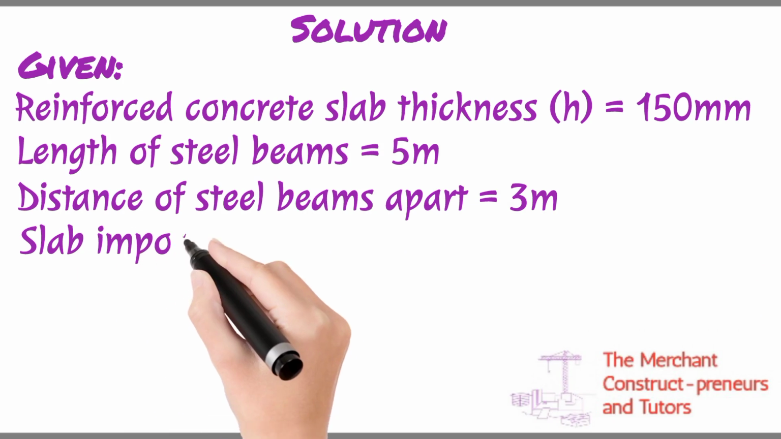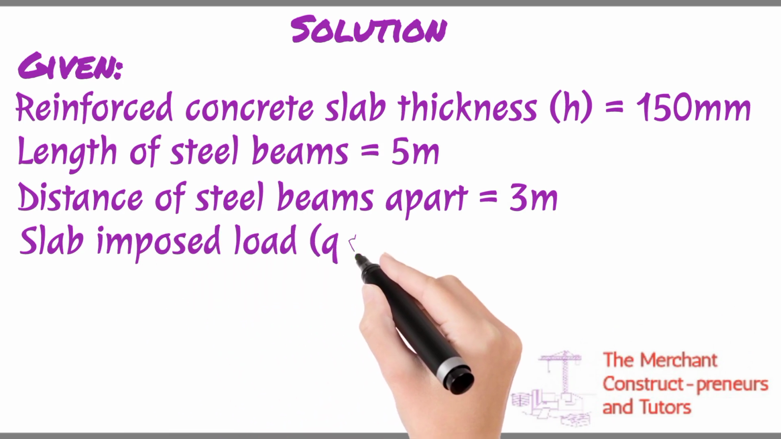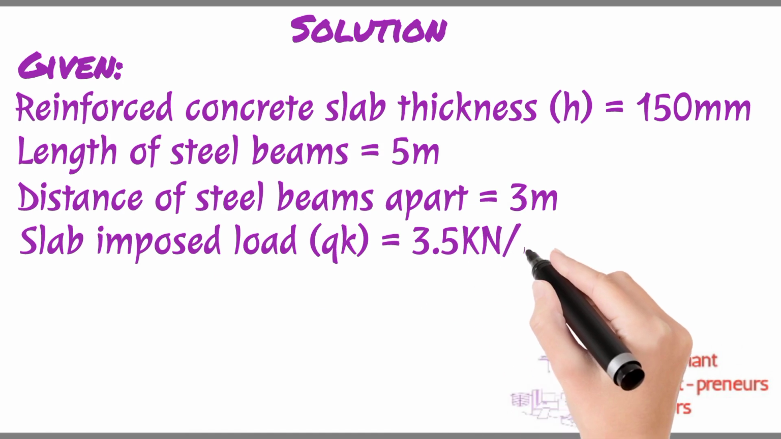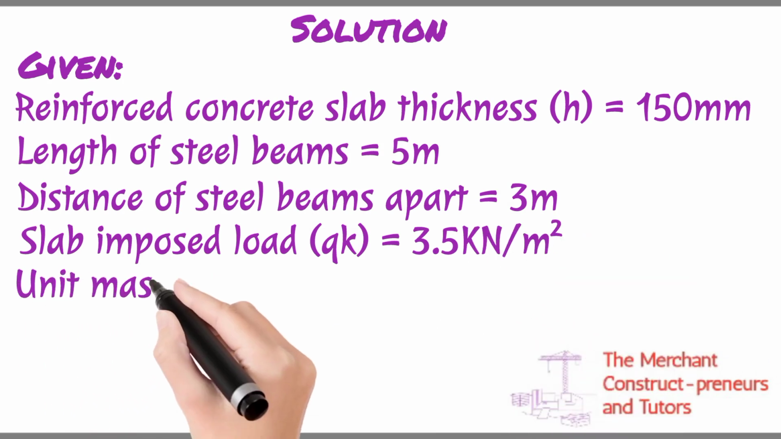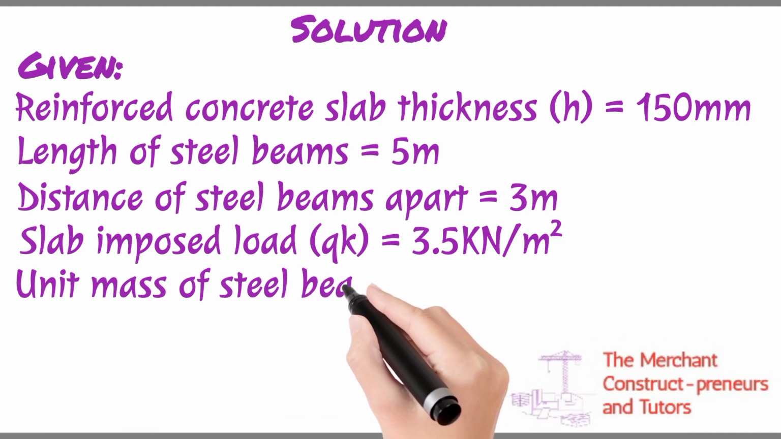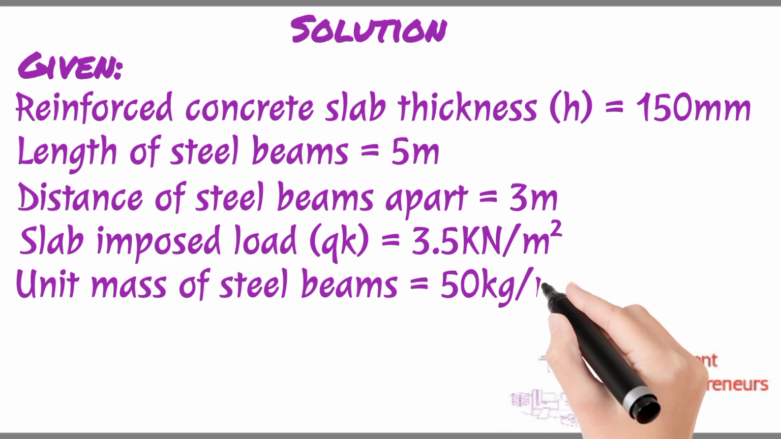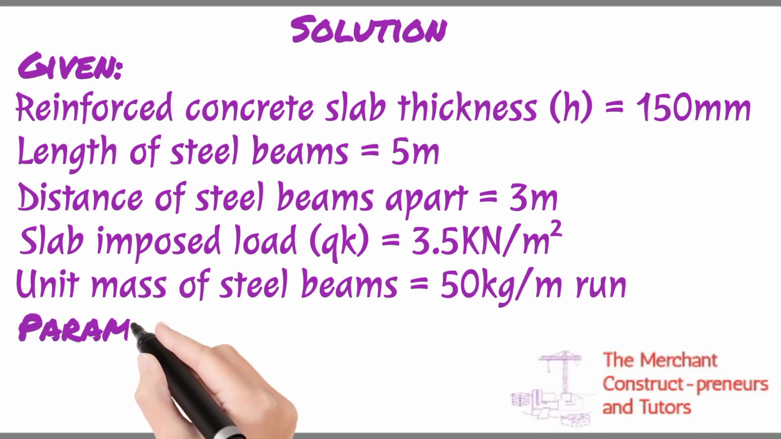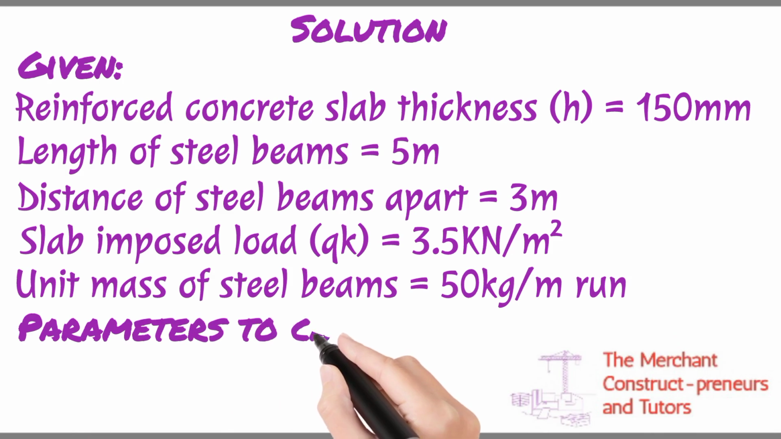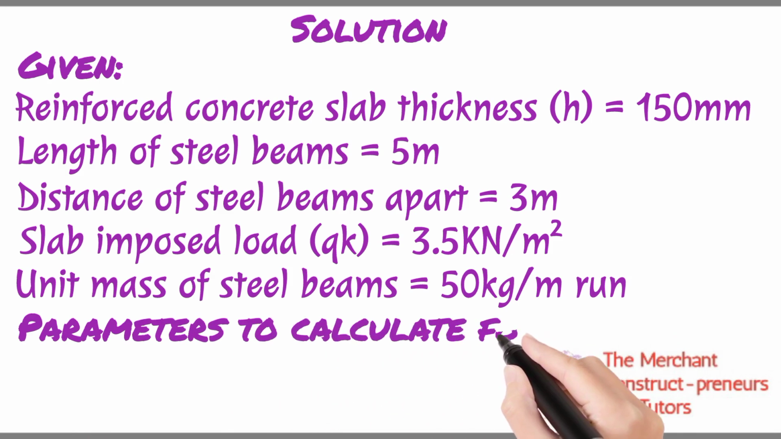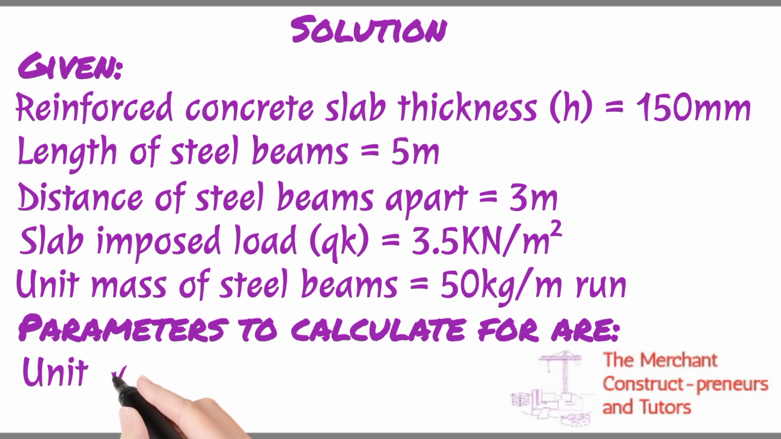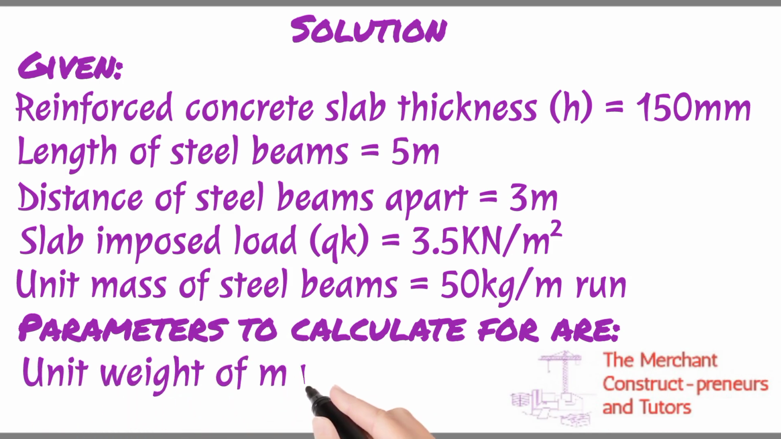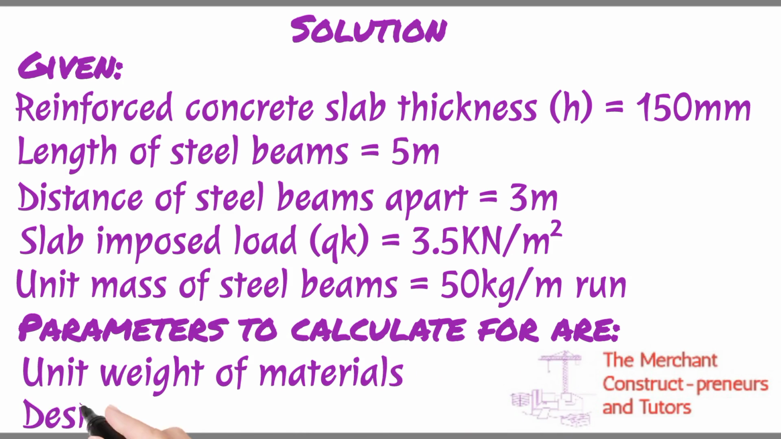Given in the question, we have reinforced concrete slab thickness 150mm, length of steel beams 5 meters, distance of steel beams apart 3 meters, slab imposed load Qk is 3.5 kN per meter square, and unit mass of steel beams 50 kg per meter run. So the parameters we have to calculate are the unit weight of the materials and also the design loads. Now we have two materials, reinforced concrete and steel beams.